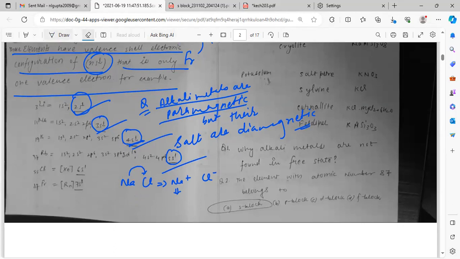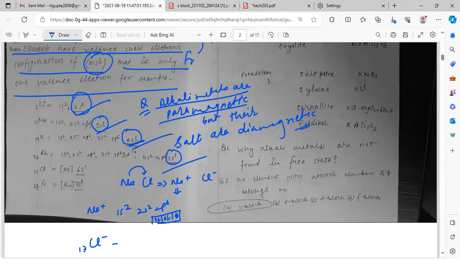If I write the valence configuration of Na+ now, it will be 1s2, 2s2, 2p6. So there are all paired electrons. You can find all paired electrons. If all paired electrons are there, it will be diamagnetic, that is, it will be repelled in the magnetic field.